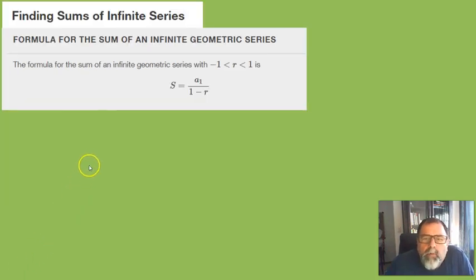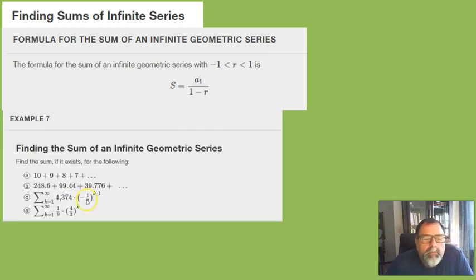Here's the formula to find the sum of an infinite geometric series, and remember, it's only defined if r is between -1 and 1. The sum is equal to the first term, a sub 1, divided by 1 minus r. It's pretty simple. Find the sum if it exists for the following: 10 plus 9 plus 8 plus 7 to infinity.